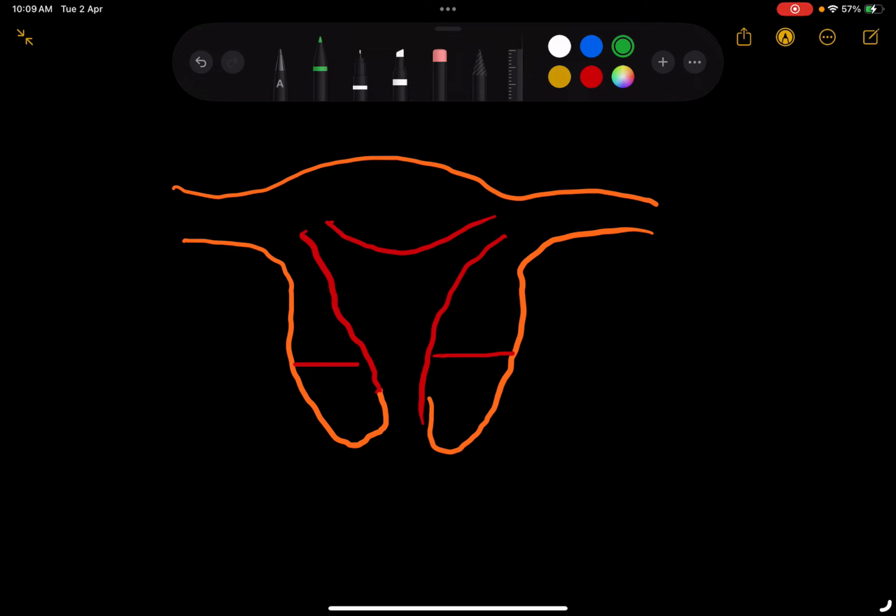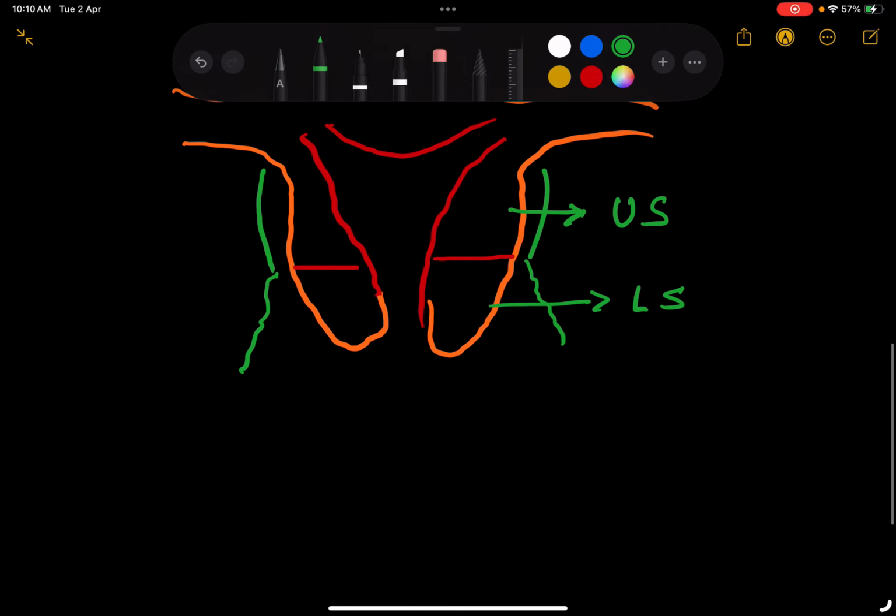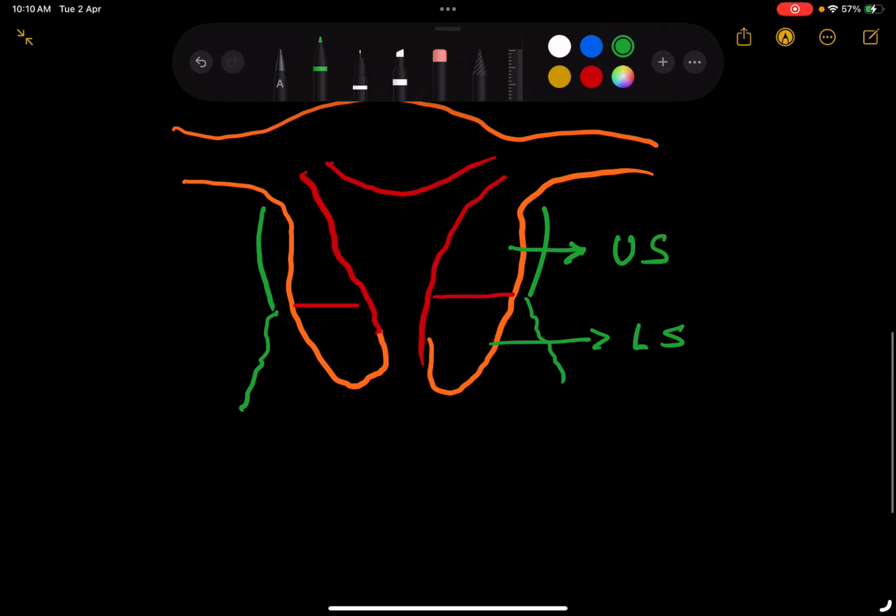The peritoneum is densely adherent to the upper segment but converts into a frock-like structure loosely connected to the lower segment. So that is the difference between the lower segment and the upper segment. Now, the uterine muscle is different.